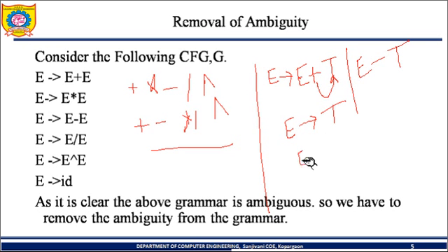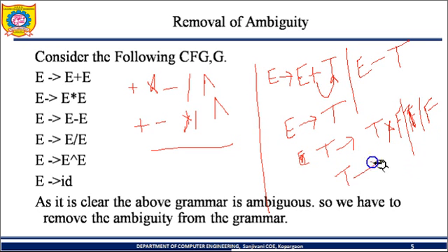After that, the next operator is star. So T tends to T star, and again I need to introduce a new variable, let us say F. Star and slash are left associative, so T star F as well as T slash F, those productions I need to add. There must also be a path from T to F, so that production I am going to add here.